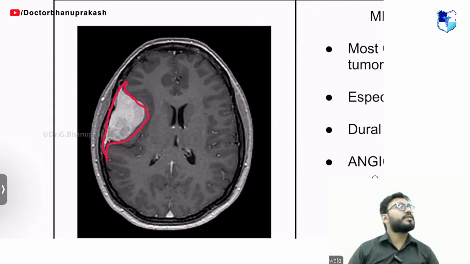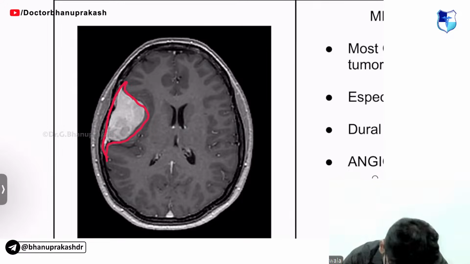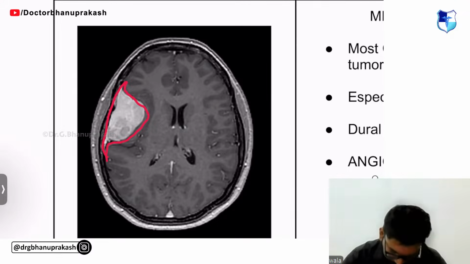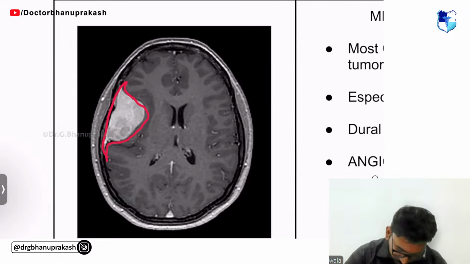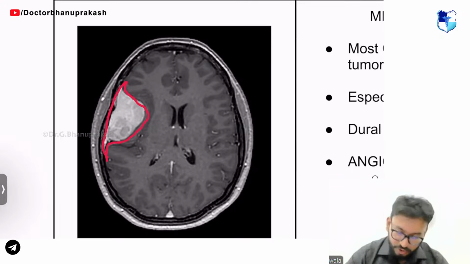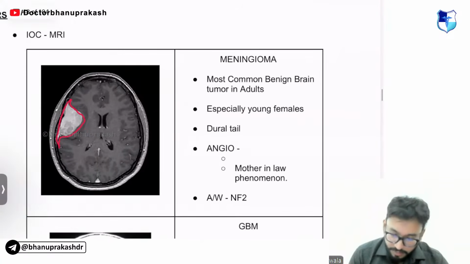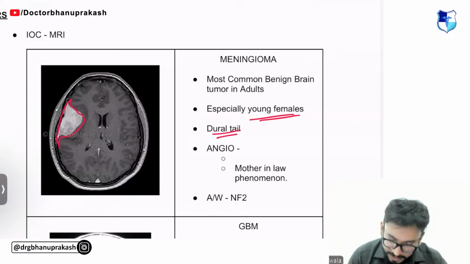Come on, guys. Fast. Which tumor is this? You know it. Yes, Abdullah. Absolutely amazing. This is meningioma, especially in young females, with the dural tail sign.